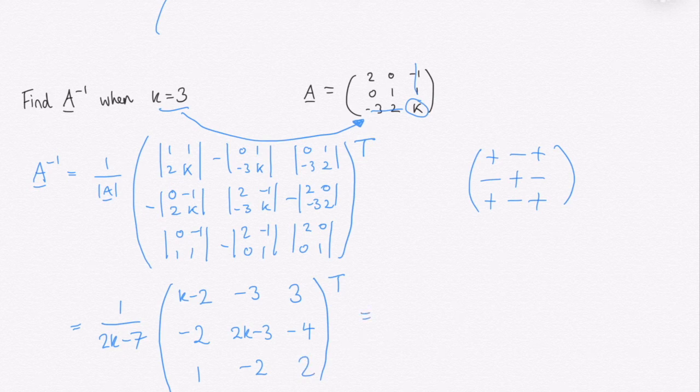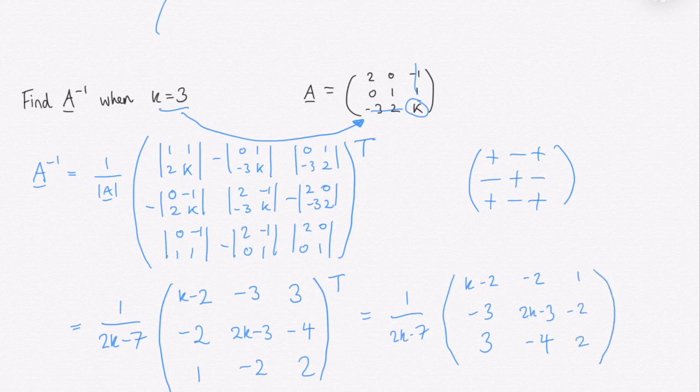Okay, and now all we need to do is transpose this. So we get 1 over 2k minus 7. k minus 2, negative 3, 3 in the first column. Negative 2, 2k minus 3, negative 4 in the next column. And 1, negative 2, 2 in the final column.